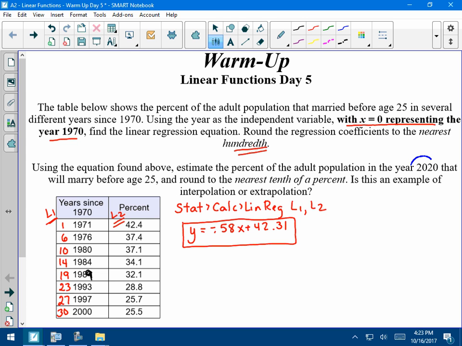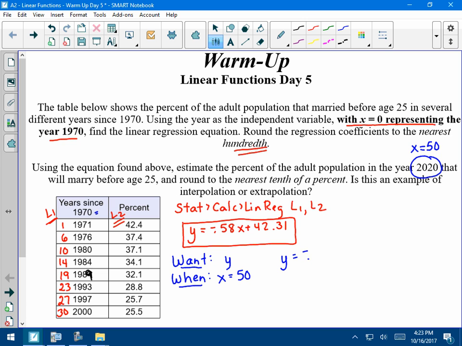Okay, so I need the year 2020. What would x be if it's 2020? Well, it's years since 1970. How many years since 1970 is 2020? It's 50. So we're looking for an x value or a y value? Well, it says estimate the percent, that's the y value, when the year is 2020. So if you're using I want when thing, I want a y value, the percent. And when do I want it? I want it when the x value is 50. So plug that into your equation.